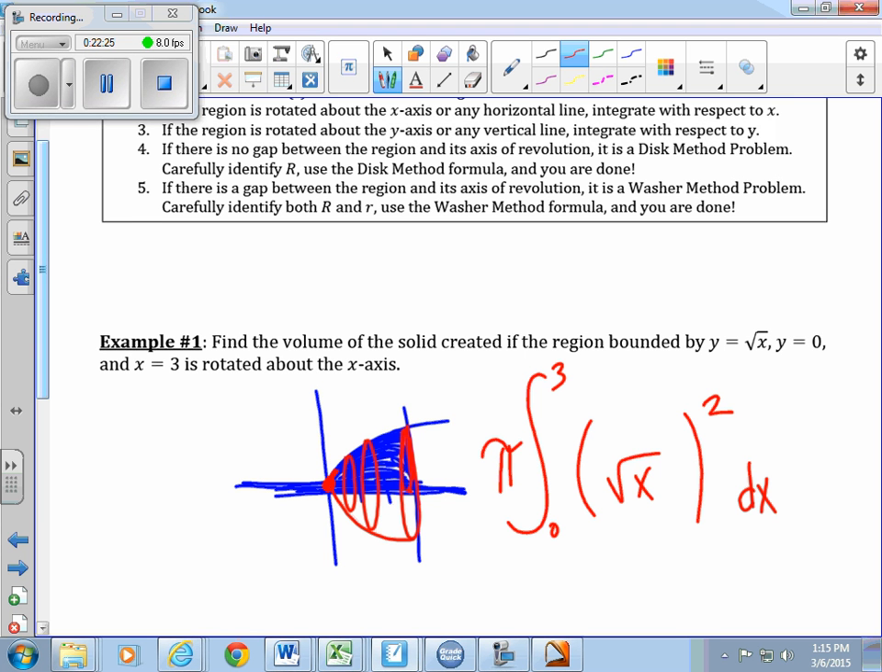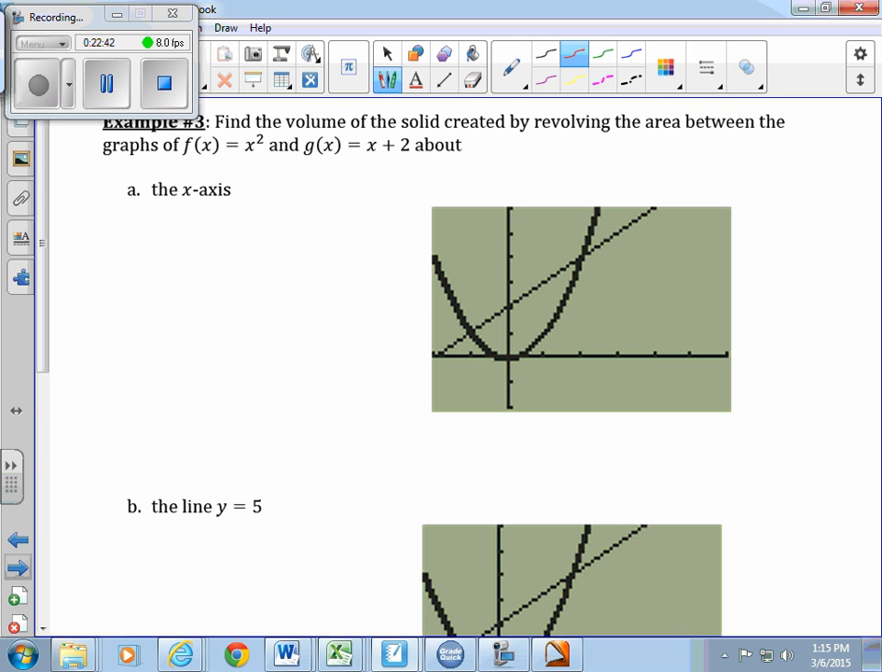Okay, I am going to save our time for setting up problems, but I would tell you this would be non-calculator because square root squared is just x. Pretty easy antiderivative. I'm not going to do antiderivatives just so that we get to see more examples. Discs and washers.